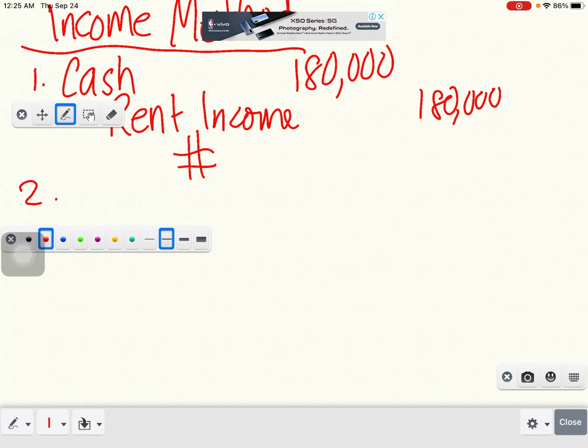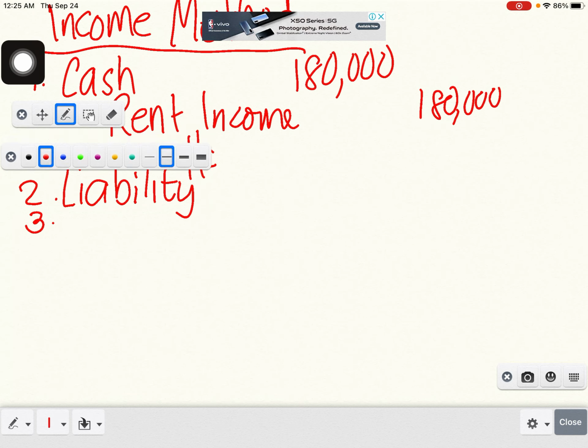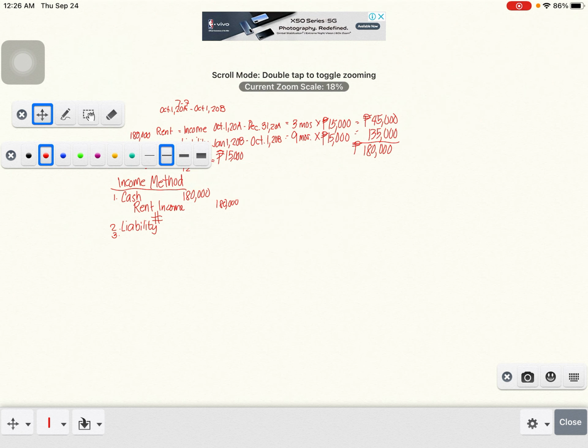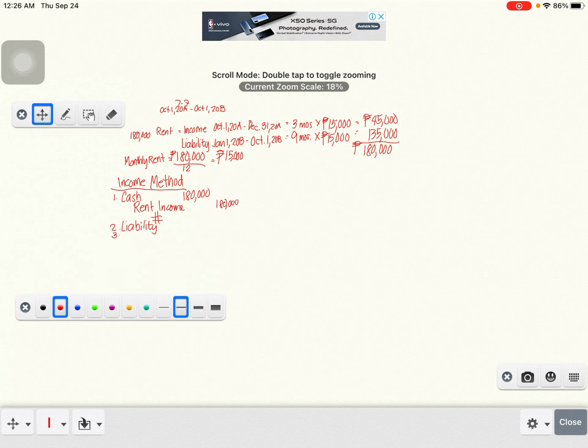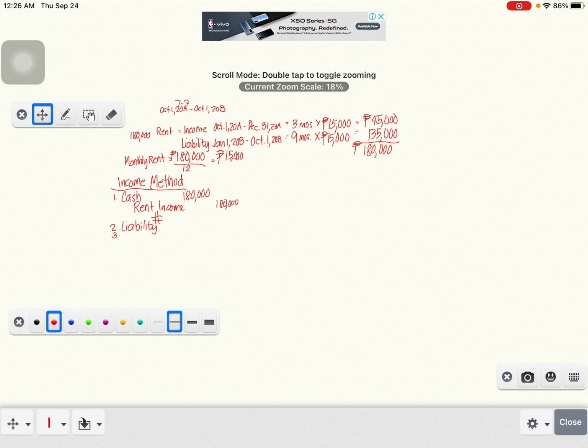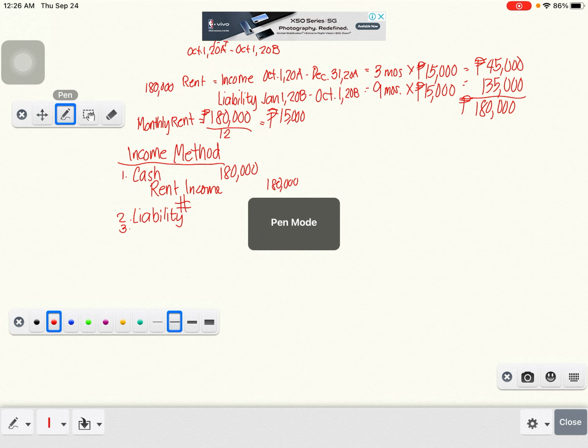Number 2. In your adjusting entry, what account will you record? Since we already recorded income, you will record a liability account title. So, number 3. What is the adjusting entry? Since we already recorded income, we need to split that one. The income is only good for 45, but what we recorded in the original entry is 180. So, there is an excess of 135, which is supposedly the portion of the liability.